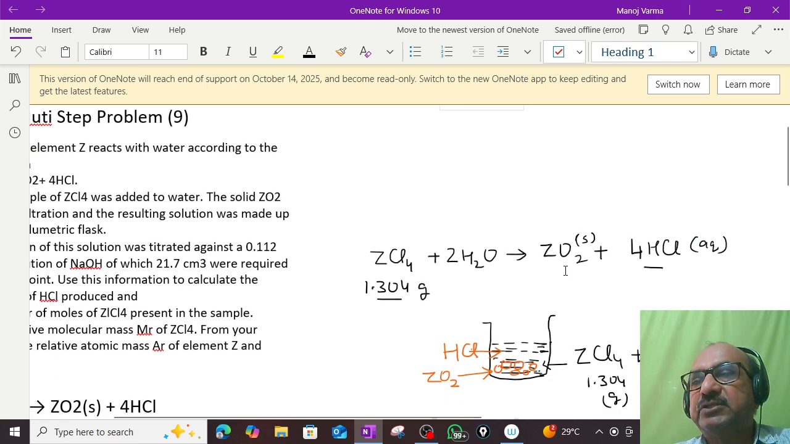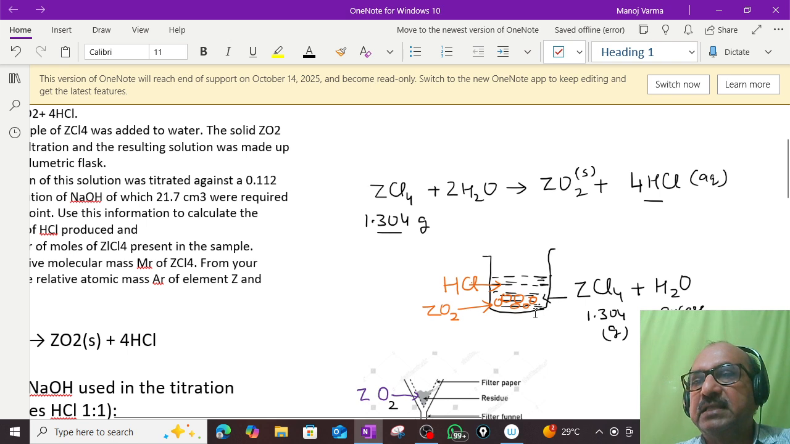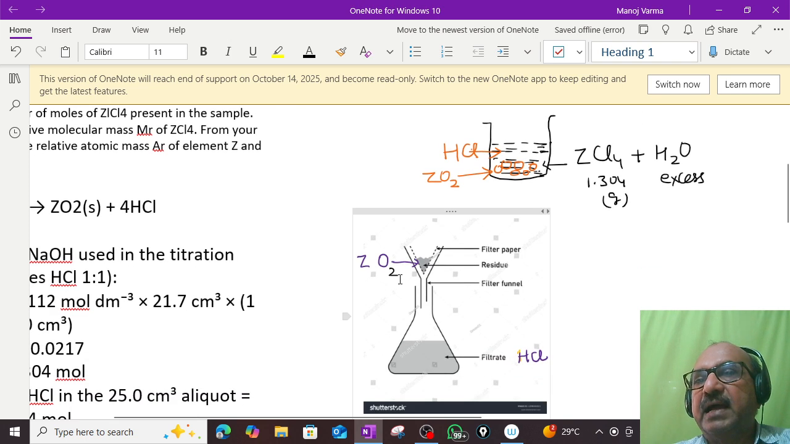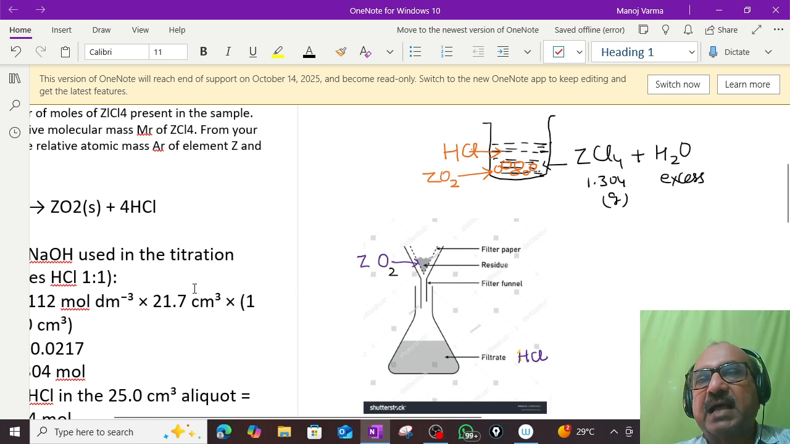So see, once this reaction is over, suppose this reaction has taken place in this beaker. So ZCl4 was taken and water, little excess was added so that all the ZCl4 reacts, and the products are ZO2, which is a solid, and the 4HCl. And now the contents in the beaker are filtered so that the ZO2, which was a solid, will be trapped on the filter paper and the aqueous HCl would be transferred to your conical flask as a filtrate. So this is what has happened. So let's see then what more is going to happen.